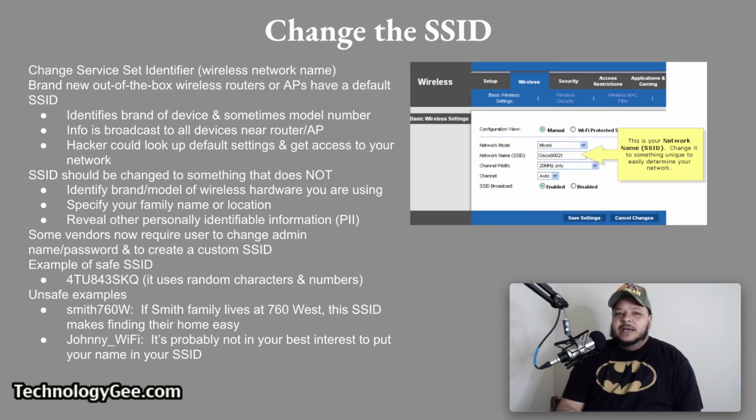4TU843SKQ. The reason that would be considered safe is because it uses random characters and numbers. An example of an unsafe SSID would be something like Smith 760 West or 760W. Basically, if the Smith family lives at 760 West, this SSID makes finding their home easy. Another unsafe example would be Johnny's Wi-Fi, because it's not in your best interest to put your name in your SSID. The picture you're looking at here is once you log into the wireless router or the wireless access point's management system, you would have an option to change the name inside of there.